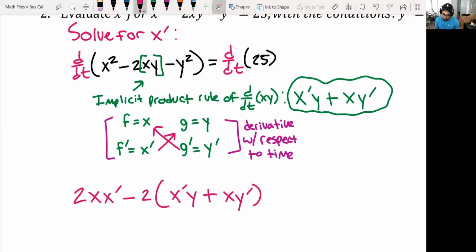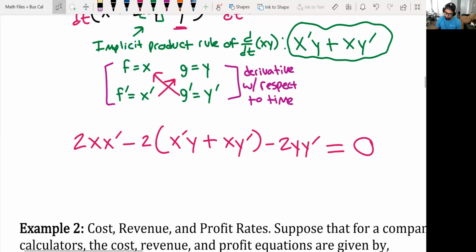And then we move on to the last one, the implicit derivative of y squared with respect to time. You'll get minus 2y y prime, equal to the implicit derivative of 25. And the derivative of a number, no matter what, is always 0. Okay. Now the calculus is done. The rest is algebra. So let's go ahead and solve for x prime like we said.